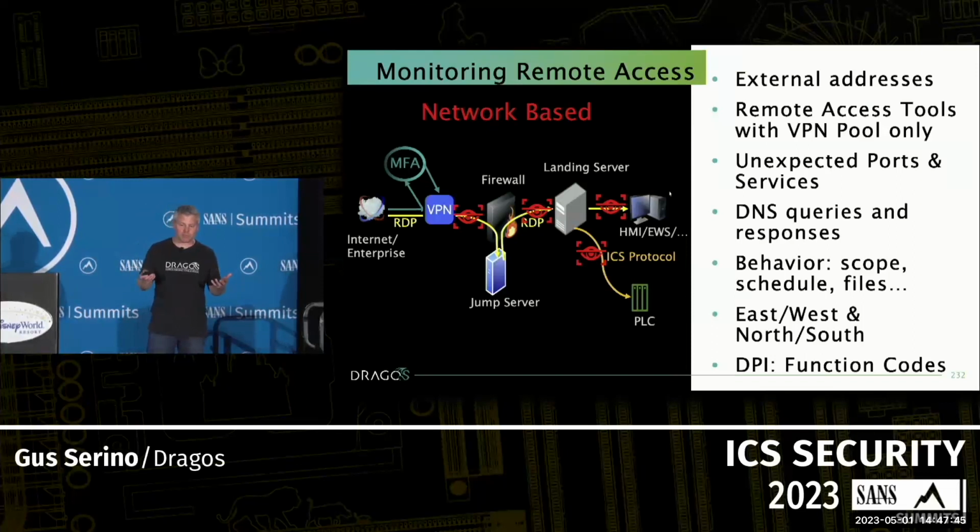Again, behavioral stuff. Do you see files moving? Do you see a user who typically shouldn't touch an HMI or a PLC trying to connect to that? That kind of stuff. I have this bullet point, east-west versus north-south. Generally, when we initially do security monitoring, we get the perimeter stuff going from the trusted to the untrusted. That's typically north-south, and that makes sense.